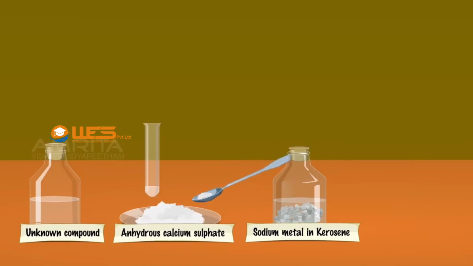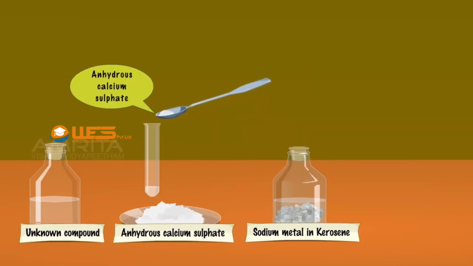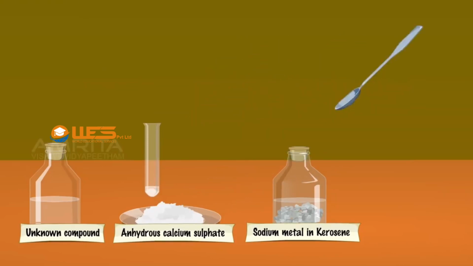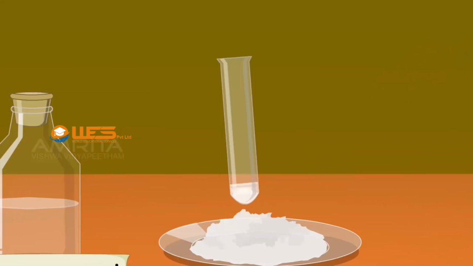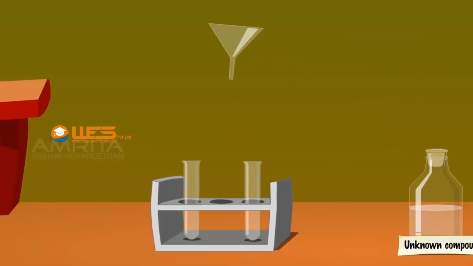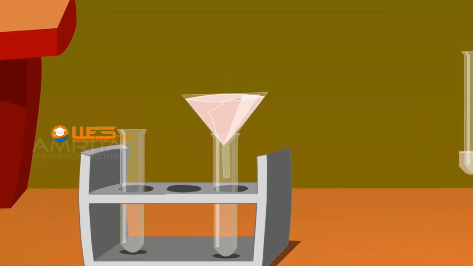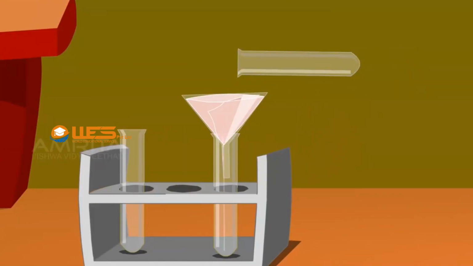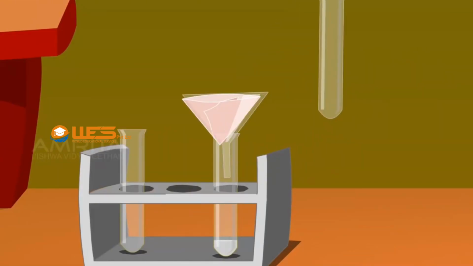Add a small amount of anhydrous calcium sulfate in it. Shake well. Place a funnel over a test tube. A filter paper is set into the funnel. Filter the solution into the test tube. Remove the funnel.